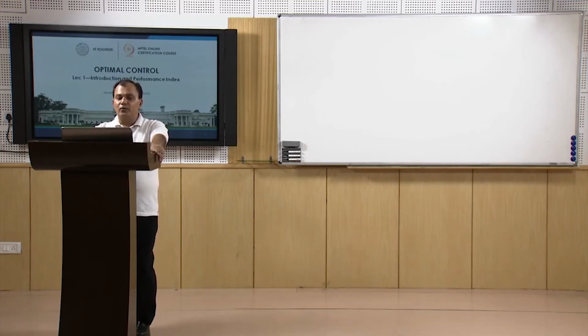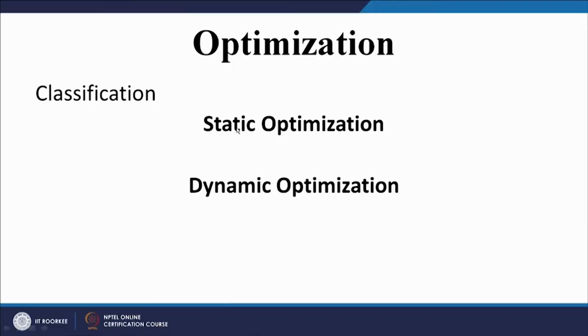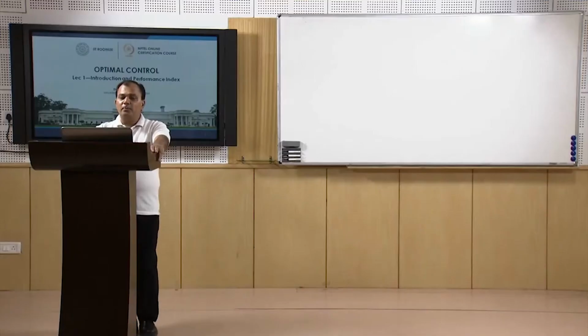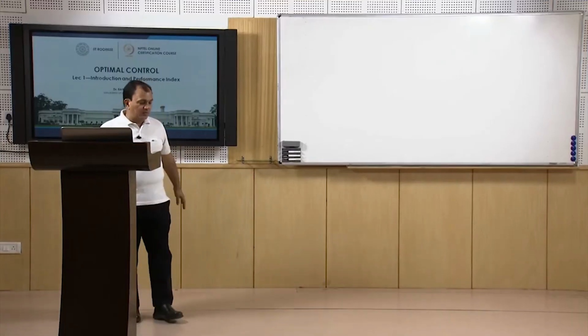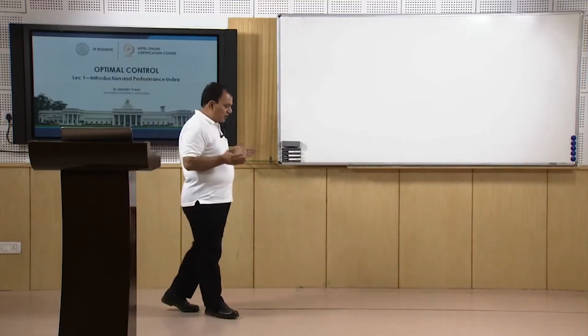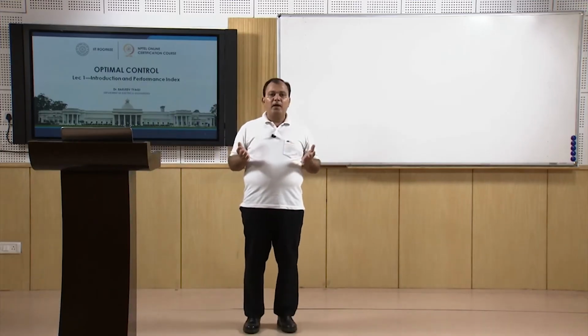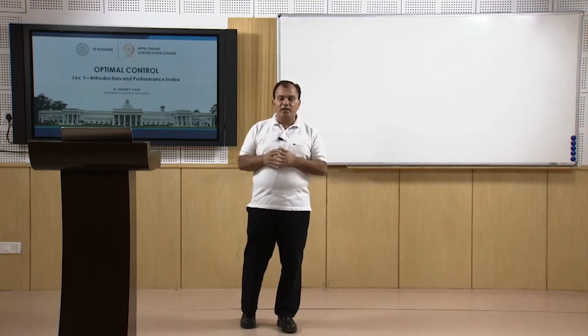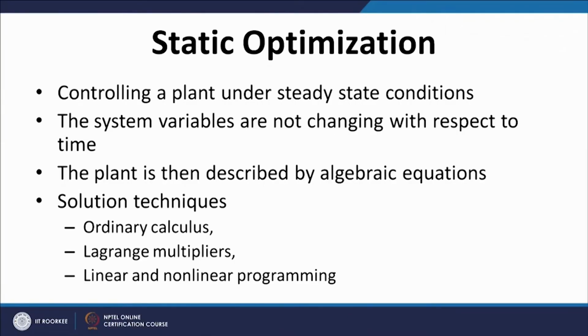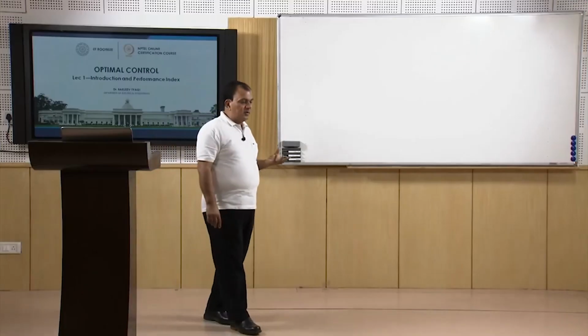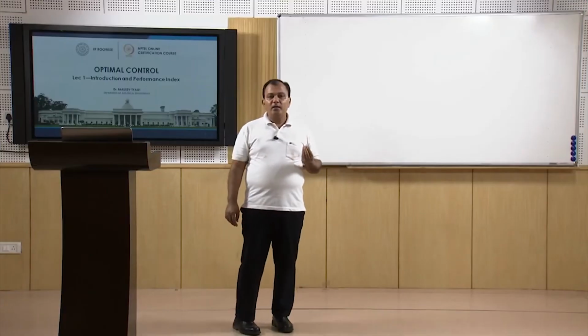Optimization we can see in two forms. One we call static optimization and the other we call dynamic optimization. Static optimization, if we talk in terms of control, means I want to control the plant under steady state conditions. So, I am not considering the transients in the system. For example, suppose we want to control a DC machine which is operating at a given speed.